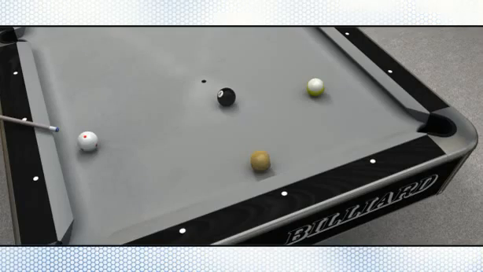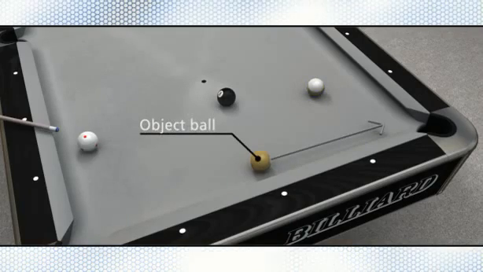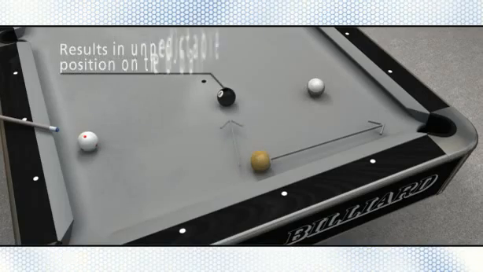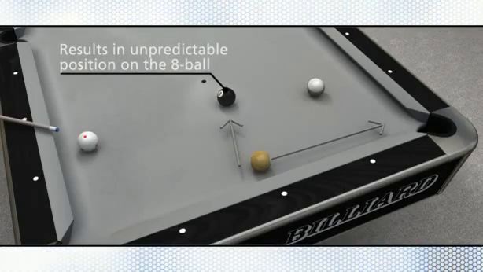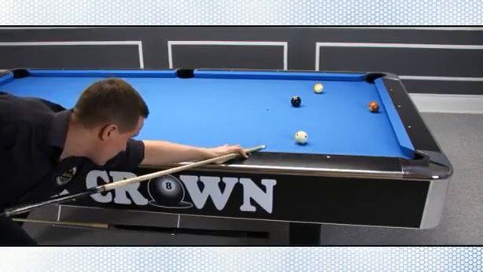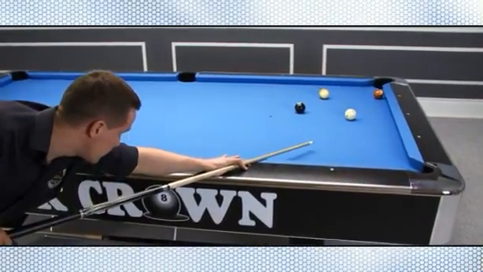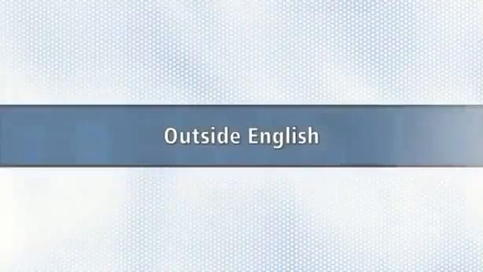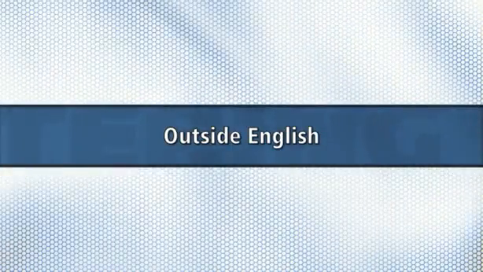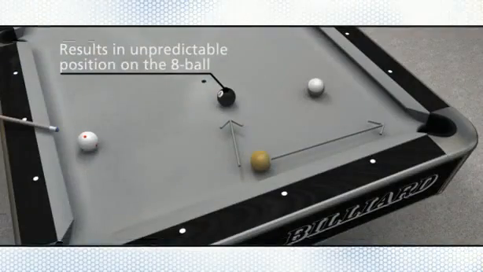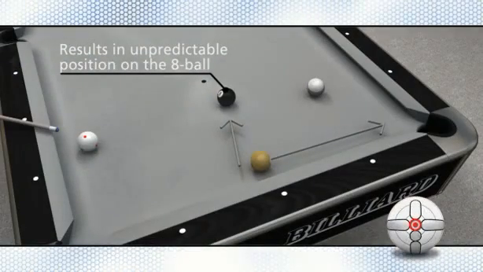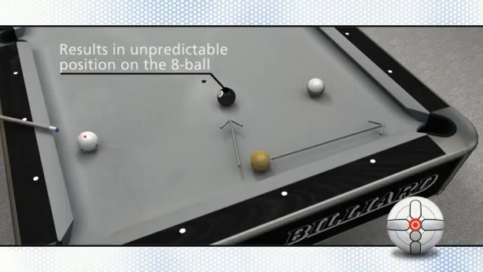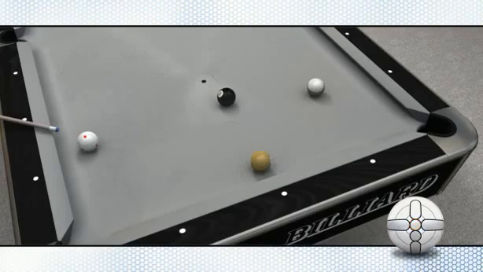Here we have an example where the 7 ball is sitting along the short rail. The natural roll after contact with the object ball will drive the cue ball into the 8 ball. Since the result of the situation is difficult to predict and could present a negative outcome, English can be used to avoid this situation altogether.